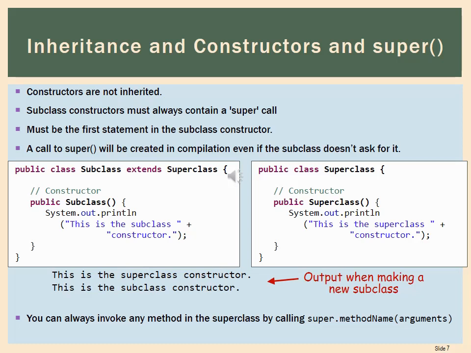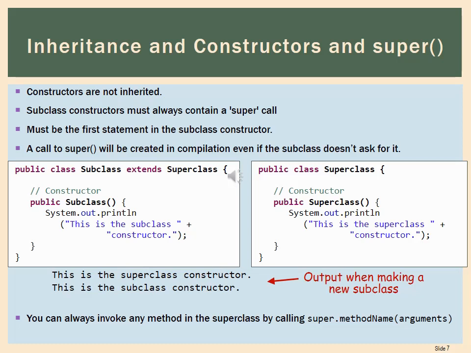Now, what's interesting is that a call to super will be created in the compilation of your Java, even if you forgot to put it in. Let's take a look at the two classes below. We have a class called Subclass that extends the superclass. And the subclass constructor does nothing but just print out, this is the subclass constructor. On the right-hand side, we have the superclass. And its constructor just prints out, this is the superclass constructor.